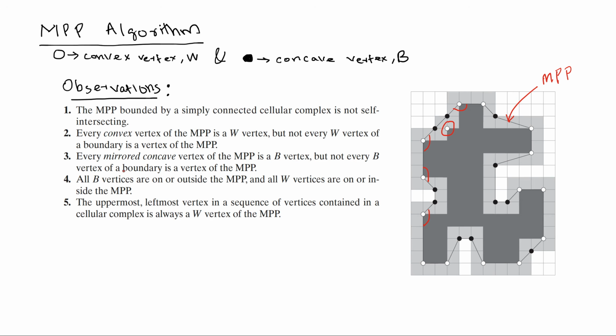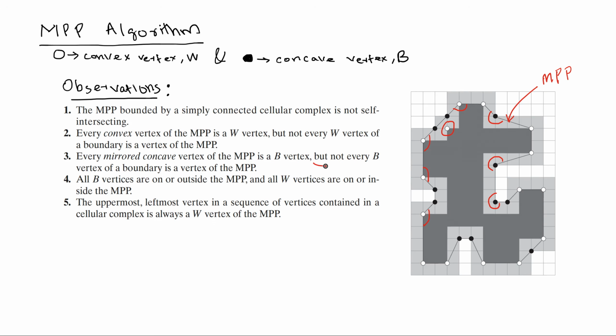Similarly, every mirrored concave vertex of the MPP is a B vertex, but not every B vertex of the boundary is a vertex of the MPP. That means if you look at all the concave vertices, this is a concave vertex, this is a concave vertex, this is a concave vertex. So all the concave vertices are at a B vertex.